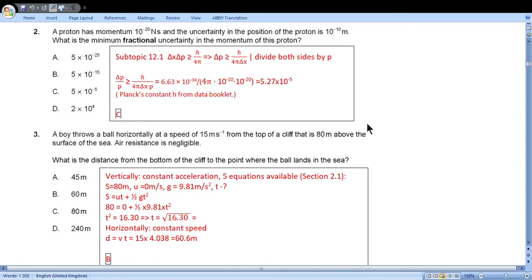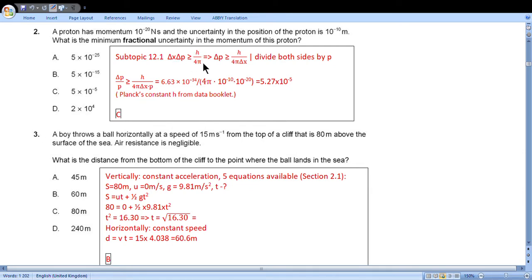Question 2. A proton has momentum 10 to the minus 20 newton seconds, and the uncertainty in the position of the proton is 10 to the minus 10 meter. What is the minimum fractional uncertainty in the momentum of this proton? Subtopic 12.1, the uncertainty formula: delta x times delta p is more than h over 4 pi.